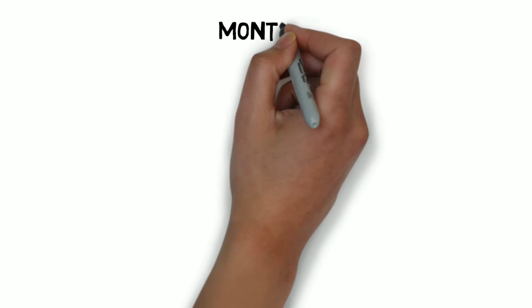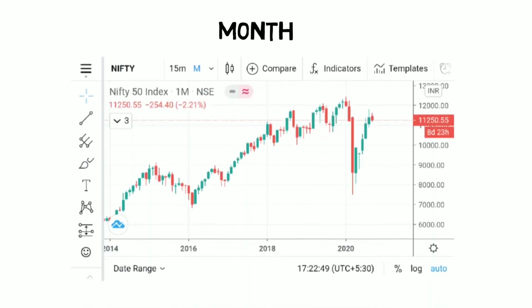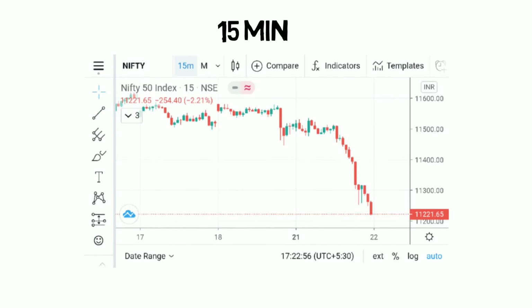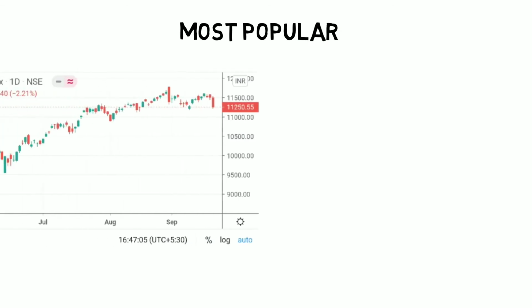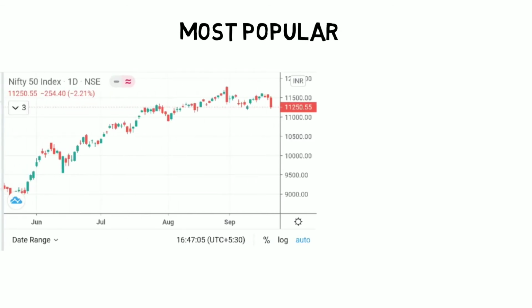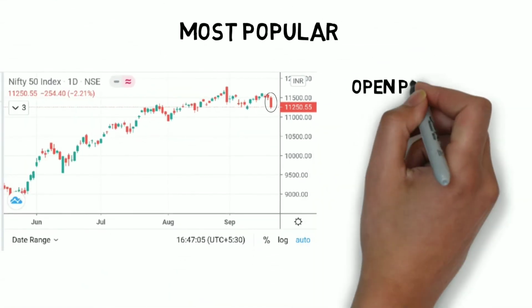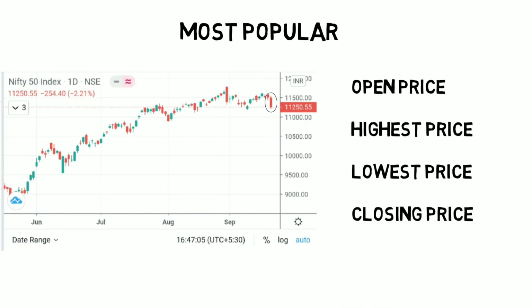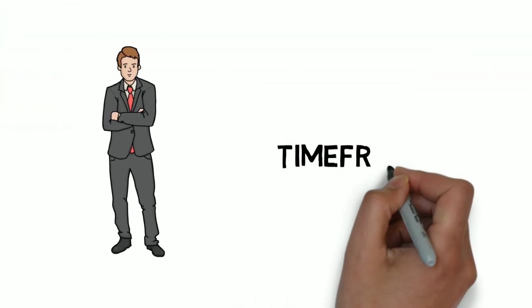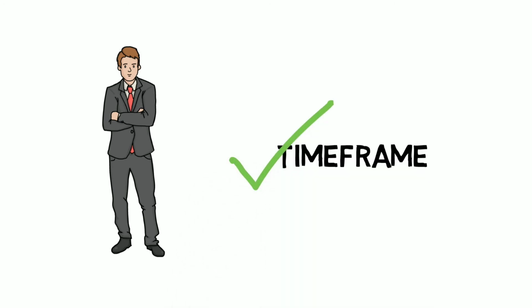Now if I select month here, then this one candle represents the OHLC value for a month, and if I change it to 15 minutes, then the candle shows the OHLC values for every 15 minutes. The most popular time frame is the end of the day. Why? Because if you look at the last candle, it tells you the open price at 9:15 of that day, the highest price and lowest price of that day, and the closing price. Now I hope you understand what a time frame is and how we use it.